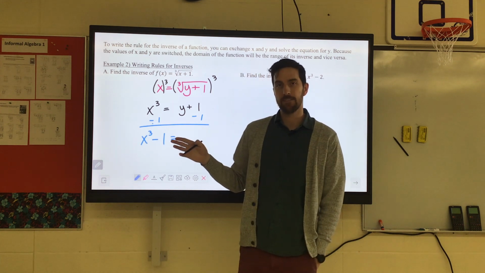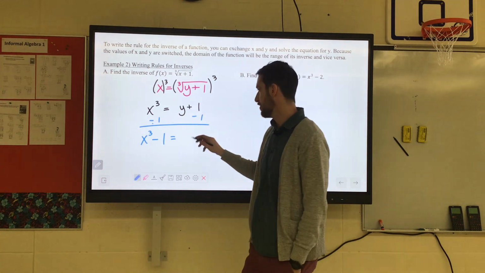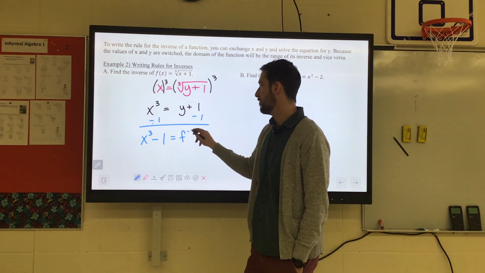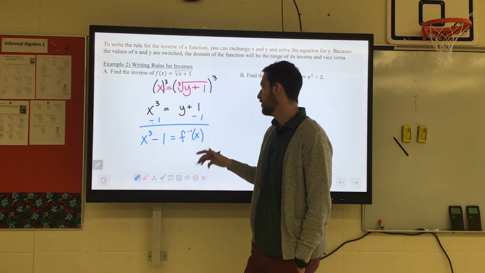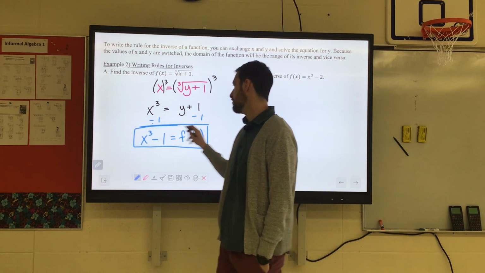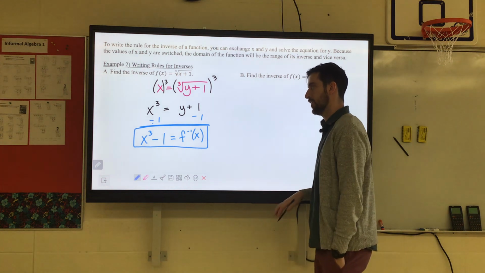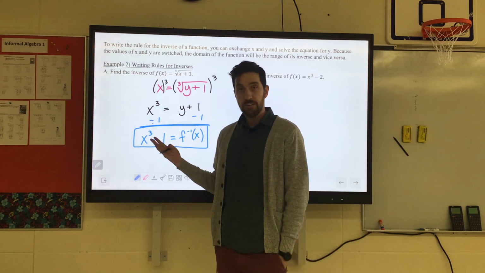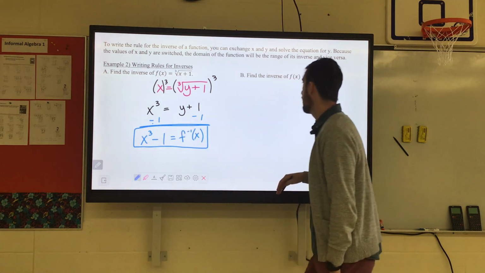And then remember the last step for writing the inverse function is you say f inverse of x. That little, it looks like an exponent of negative 1, but it's just function inverse notation. There it is. Let's try it again.